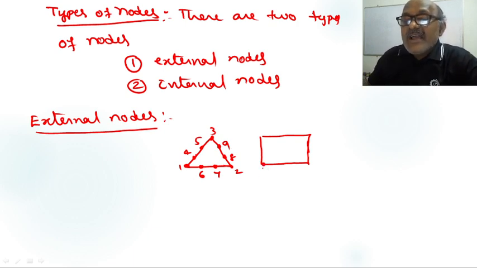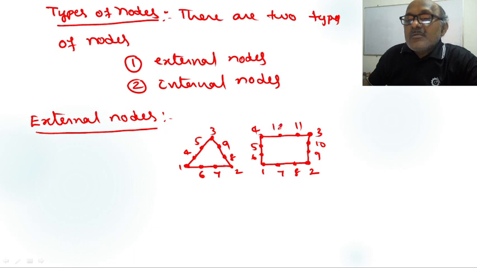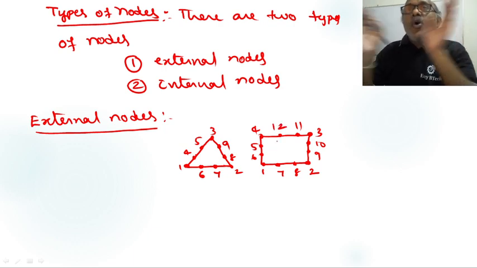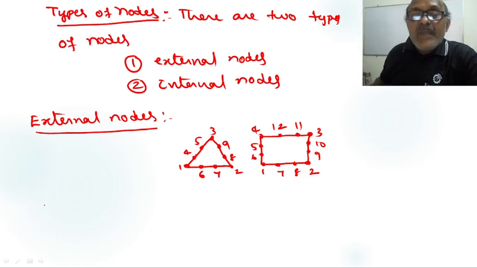Again, consider the rectangular element. Here is node 1, node 2, node 3, node 4, 5, 6, 7, 8, 9, 10, 11, 12. So the nodes which are present over the boundary surface of the element are called external nodes.